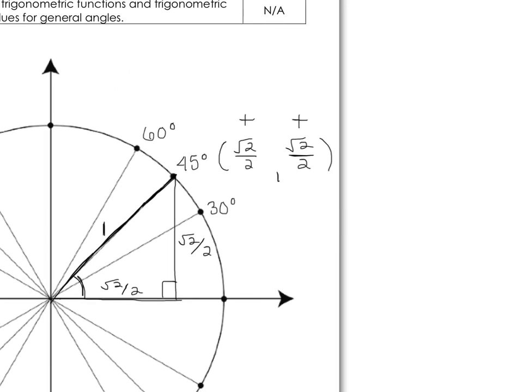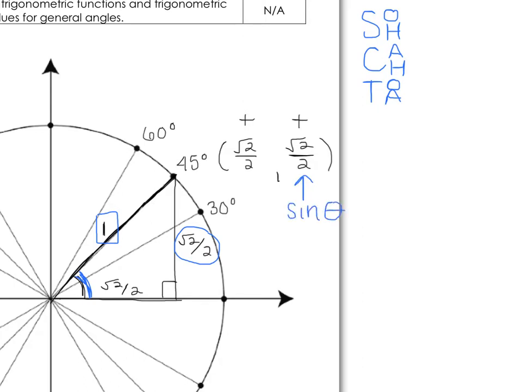Well, remember our SOHCAHTOA. Well, the sine of this angle, 45 degrees, would be the opposite over the hypotenuse, aka your radical 2 over 2, which was your vertical shift. So the y-coordinate is actually going to be the sine of your angle. And the cosine of this angle is the adjacent over the hypotenuse, or your horizontal translation.